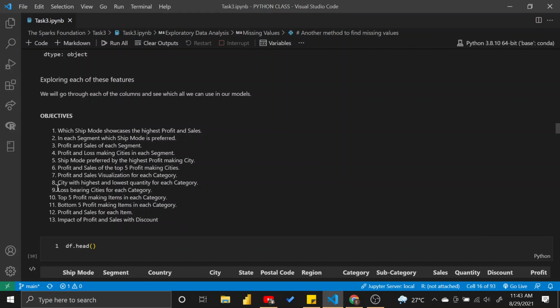I have a set of objectives that I want to satisfy with my EDA. So these are the objectives. Which ship mode showcases the highest profit and sales? In each segment, which ship mode is preferred? The profit and sales in each segment, and so on. We have 13 objectives.